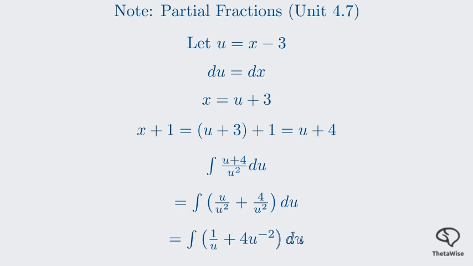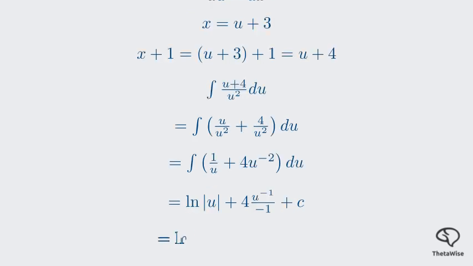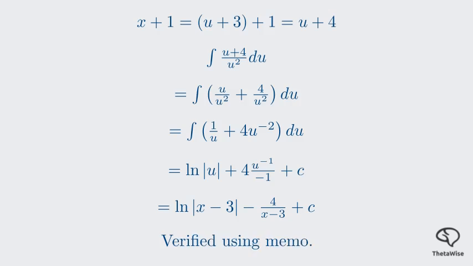This is a very easy integral to solve. The integral of 1 over u is the natural log of the absolute value of u. The integral of 4u to the negative 2 is 4u to the negative 1 over negative 1, which simplifies to negative 4 over u, plus c. Our final step is to substitute back x minus 3 for u. The result is the natural log of the absolute value of x minus 3 minus 4 over x minus 3 plus c. Verified. This is a great example of how simple substitution can be incredibly effective.